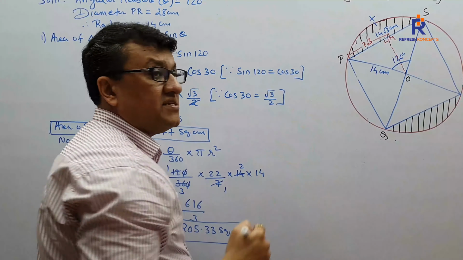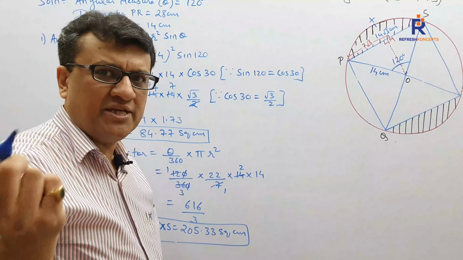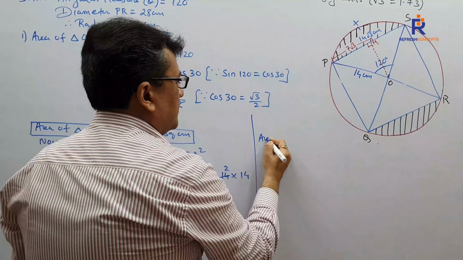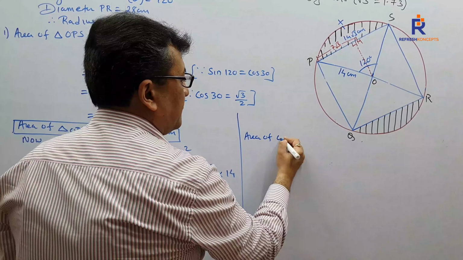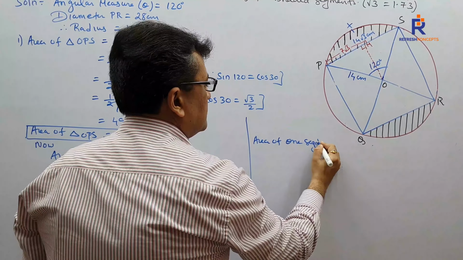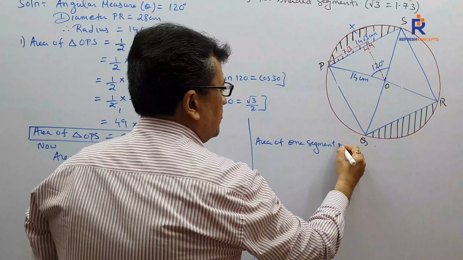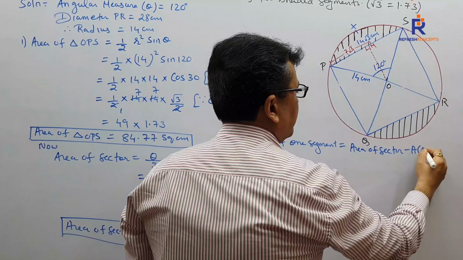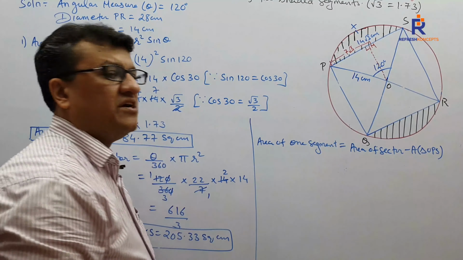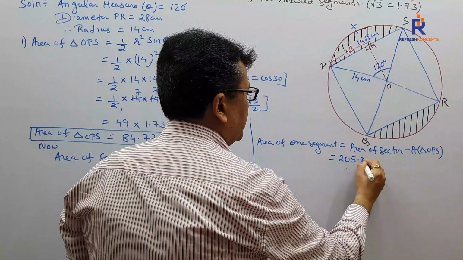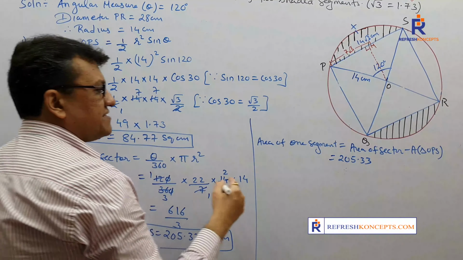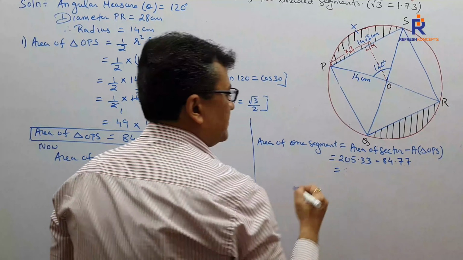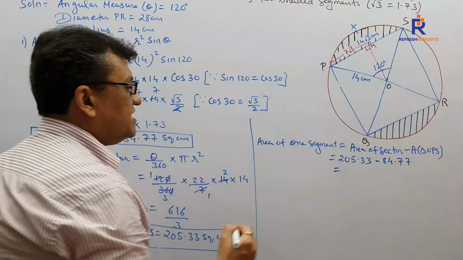Now what, children? I intend to find out the area of segment. If I find out the area of one segment and multiply by 2, I'll be getting the area of the shaded portion. So the area of one segment, mind you, is equal to area of sector minus area of triangle OPS. What is area of sector? 205.33, we just now got it. Minus area of triangle OPS, 84.77. On subtracting, you shall get 120.56.